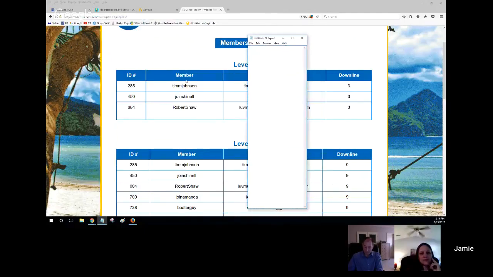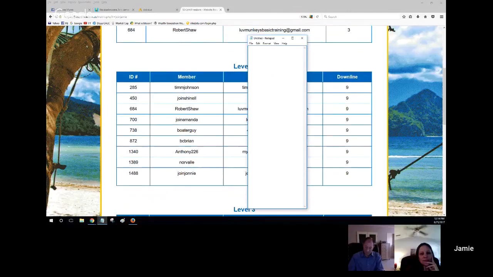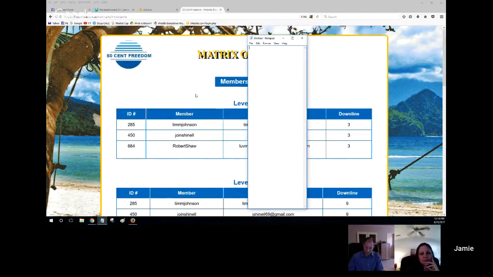Okay. You can see my level 1, I've got three people got their 3. Okay. My level 2, my 9 got their 9. And you will see duplicates, okay, because they're 4 separate matrices. But it's the power of leverage.